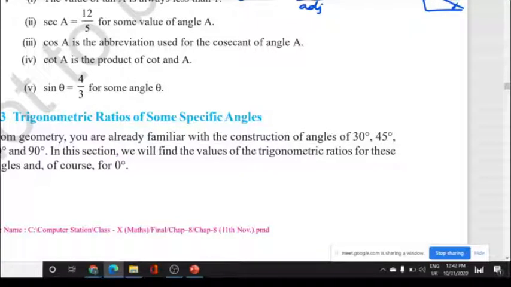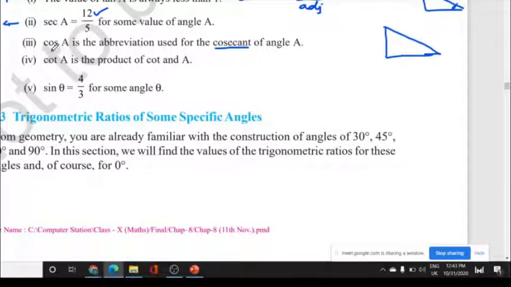Second one, sec A is equal to 12 by 5 for some angle A. Is this possible or not is the question. I told you it is always a right angle triangle. Sec means hypotenuse by adjacent side. So 12 and 5. Can 12 be the hypotenuse? Yes, 12 can be the hypotenuse. The hypotenuse has to be the bigger one, so here 12 is big. So it is possible.